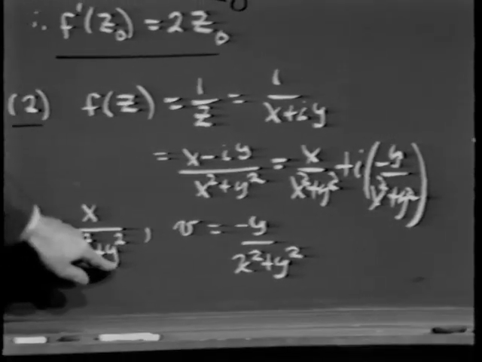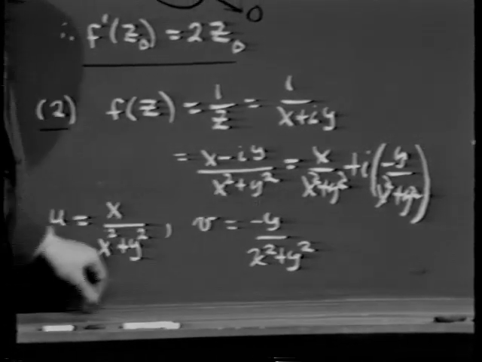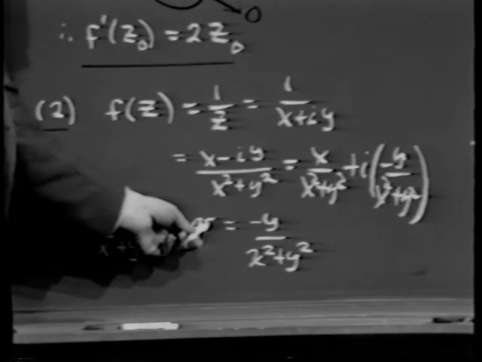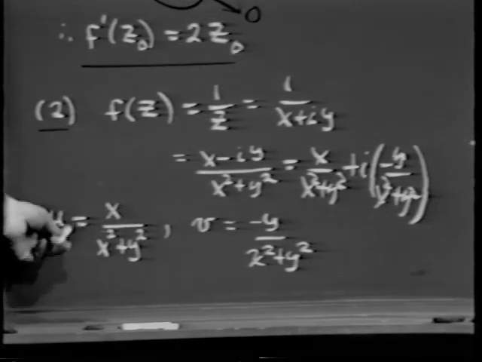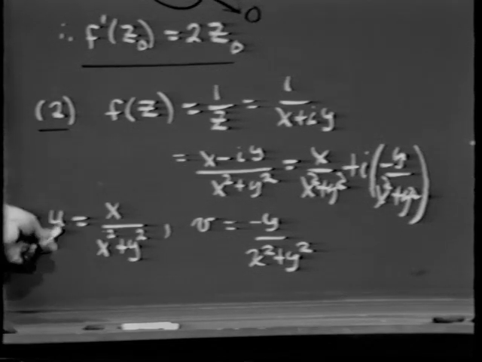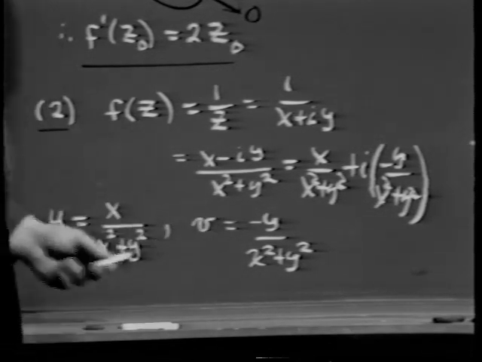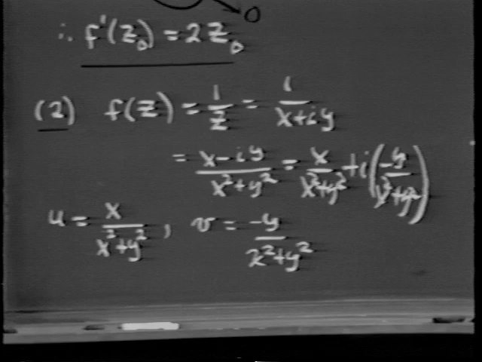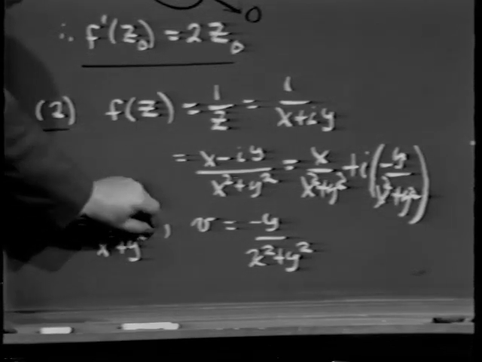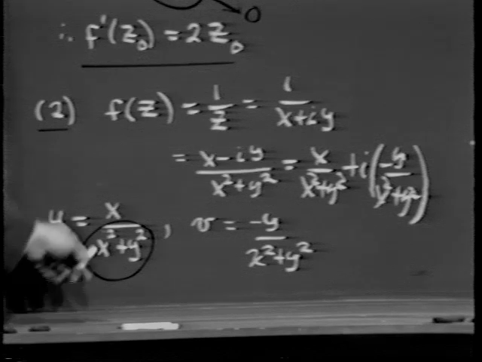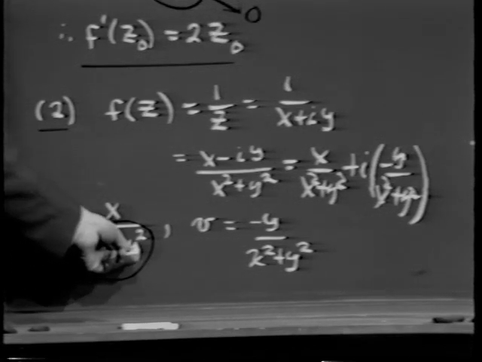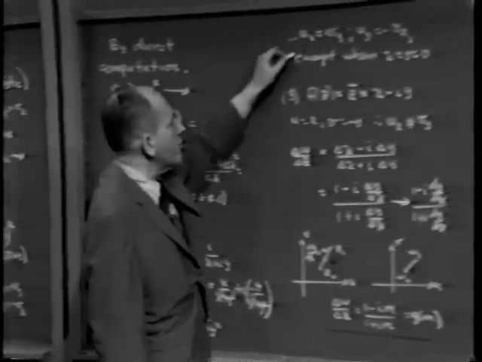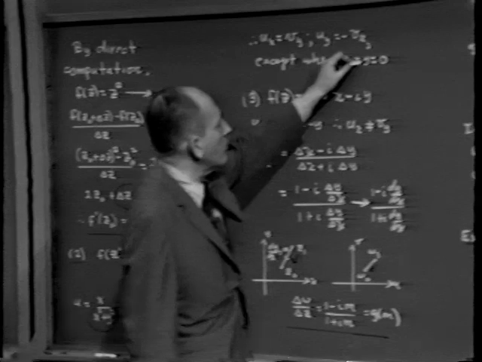u equals x over x squared plus y squared. v equals minus y over x squared plus y squared. I again leave it as an exercise for you to show that the Cauchy-Riemann conditions are obeyed. In other words, that the partial of u with respect to x equals the partial of v with respect to y. The partial of u with respect to y is minus the partial of v with respect to x. And the only place that this isn't true turns out to be when this denominator is 0. The only time this denominator can be 0 is when x and y are both 0. In other words, the Cauchy-Riemann conditions here are obeyed, except when x equals y equals 0.